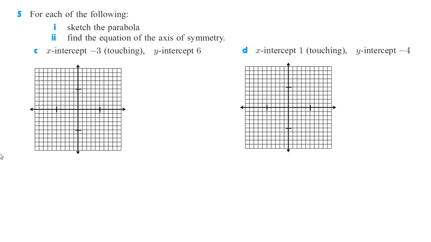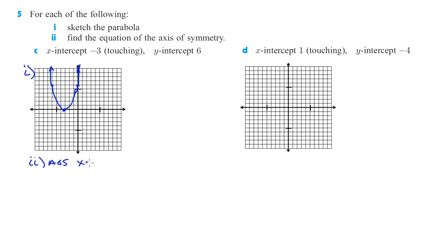Next one here is part C and D for number 5. So the x-intercept is at negative 3, and it's just touching, so that means it's the only spot. And then the y-intercept is at 6. Okay, so that means it's going to come down through this spot here. And then again, that's going to be the same over here, because it always mirror images around the axis of symmetry, right?